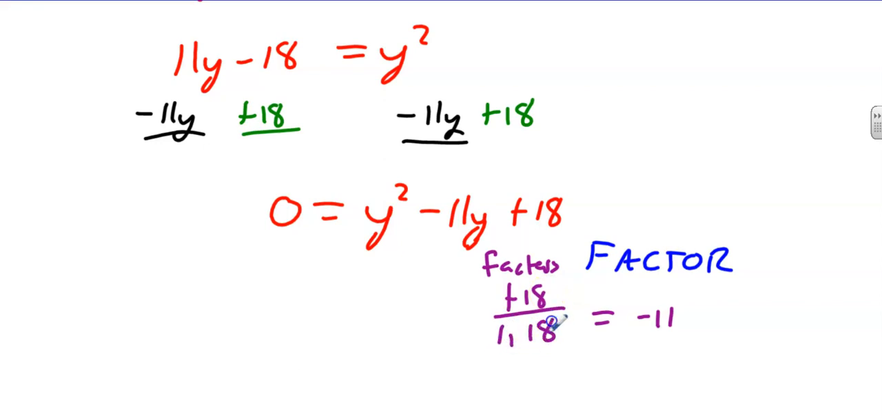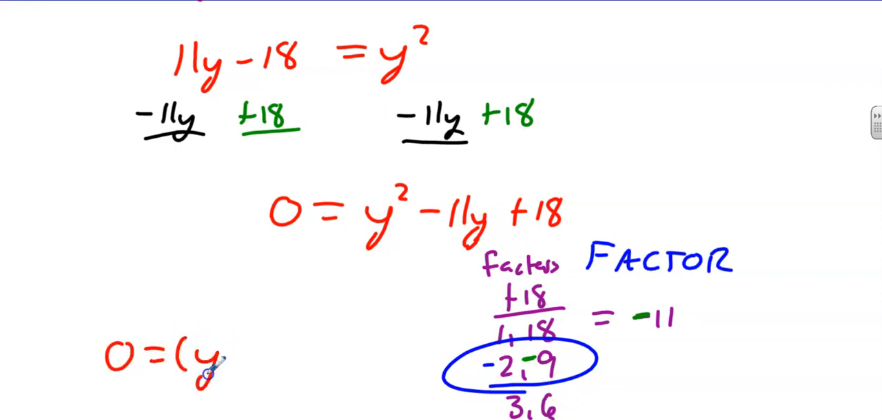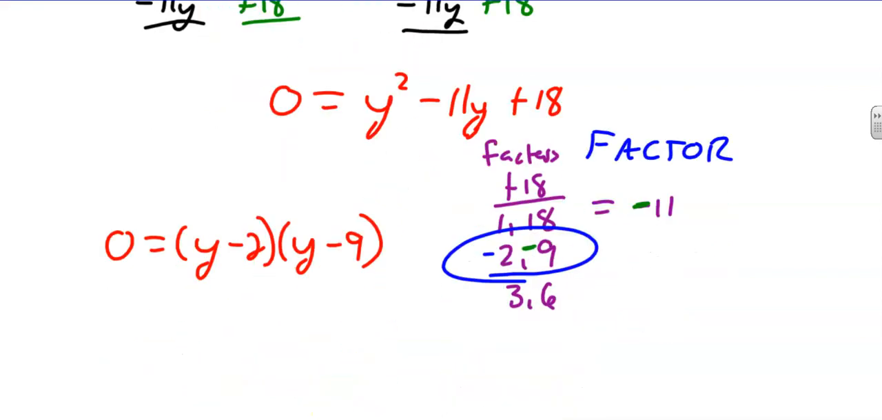It's not 1 and 18. 2 and 9 might work. 3 and 6 definitely not going to get you there, so it's got to be 2 and 9. Be careful with your signs, because that b term is negative, which means the bigger number has to be negative. If you divide a positive number by a negative number, it forces the other one to also be negative. So it is negative 2, negative 9. So we've got y minus 2 and y minus 9.